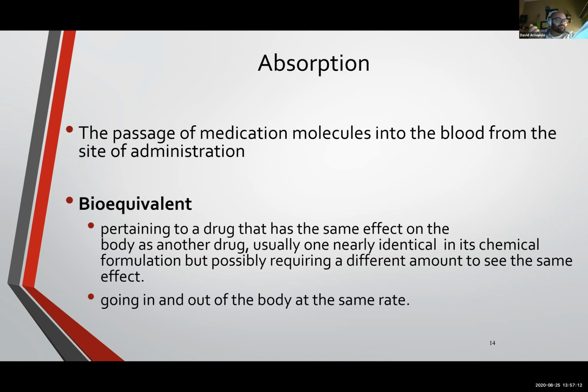Definition slide. Passage of medication molecules into the blood from the site of administration. Again, absorption. Bioequivalent, I just defined that for you and gave you an example of it.